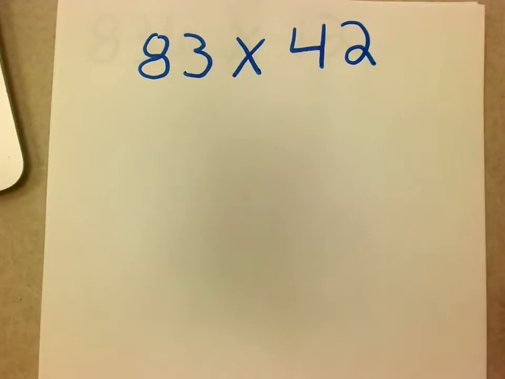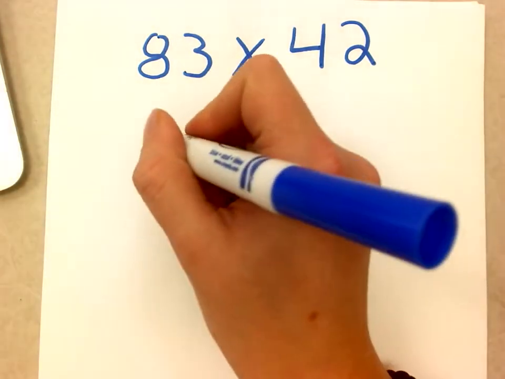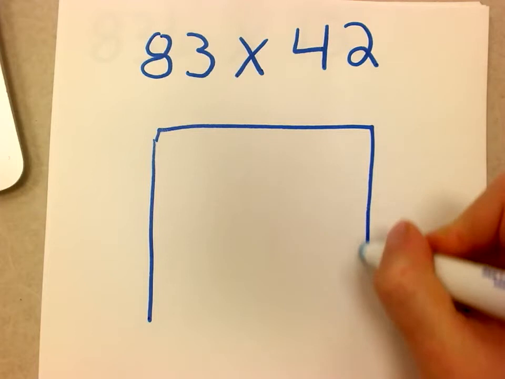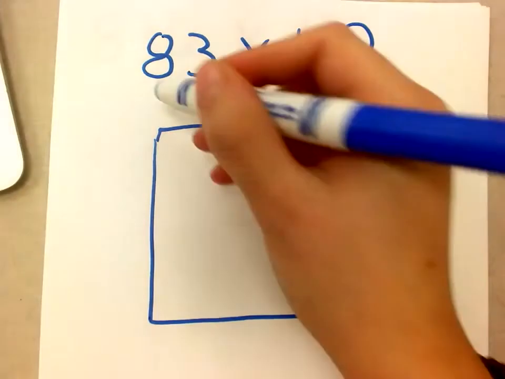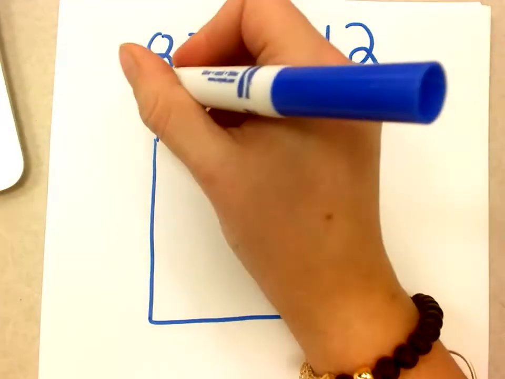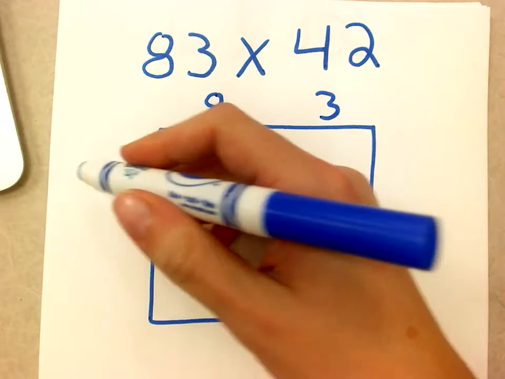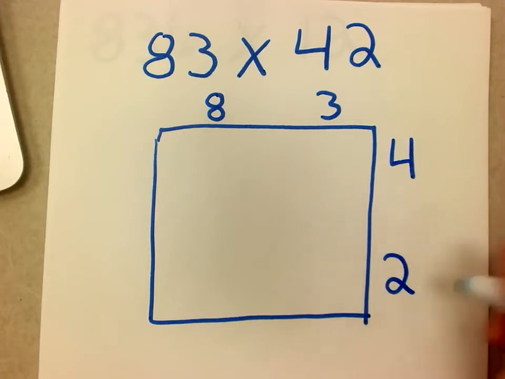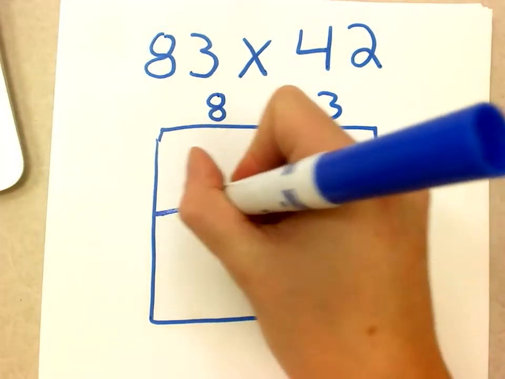Okay, so for the first problem today, we're going to solve 83 times 42. The first step, if you've seen the video on area method, is the same exact, in that I'm going to draw a box. Next, I'm going to write each digit separately. So in 83, I'm going to write 8, 3. Same thing for 42, but I'm going to do it on this side of the box. So 4, 2. Now I'm going to separate these into columns and rows so that each digit has a box.